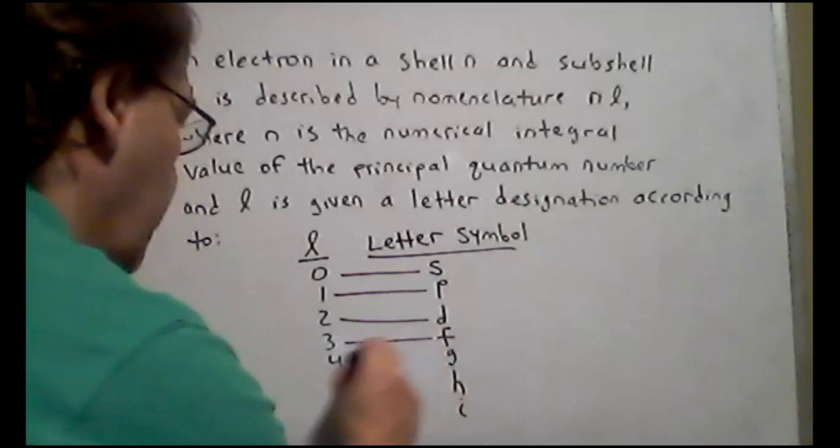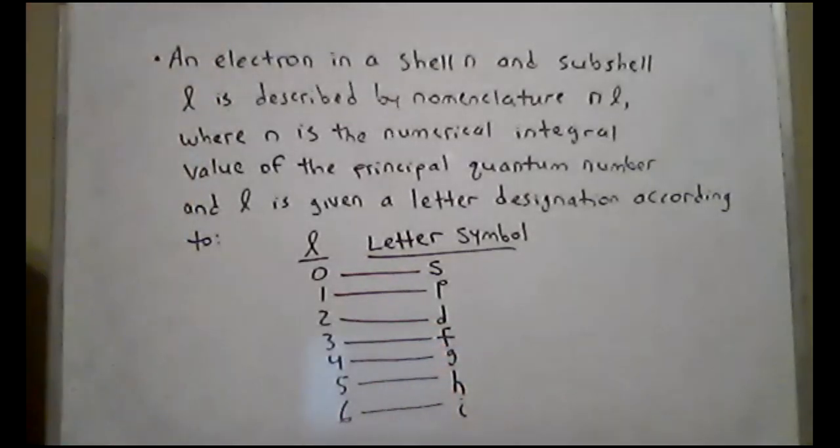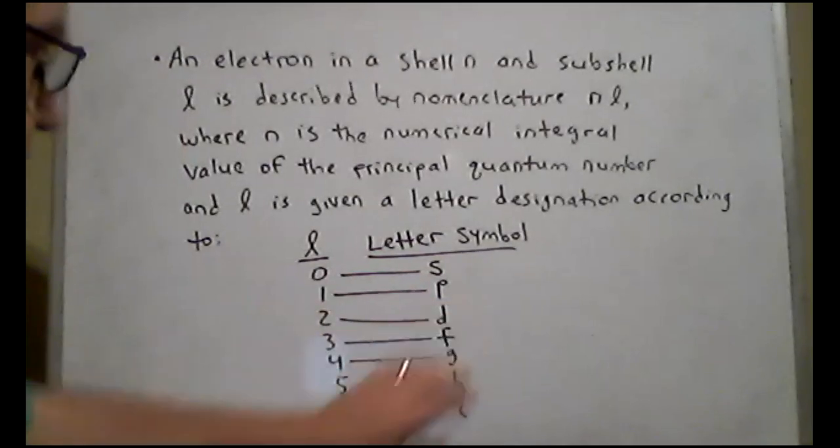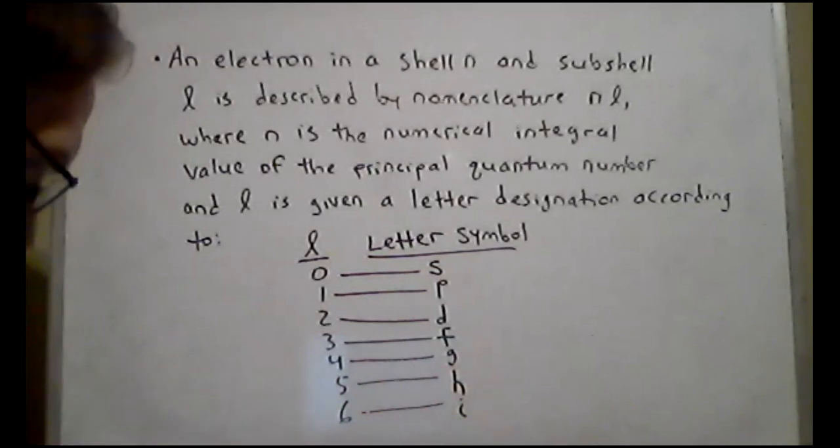You may have heard spdf notation in your chemistry class. If an electron has L equals 0, it's called an s electron. L equals 1, a p electron. L equals 2, a d electron. L equals 3, an f electron. L equals 4, a g electron. L equals 5, an h electron. L equals 6, an i electron.